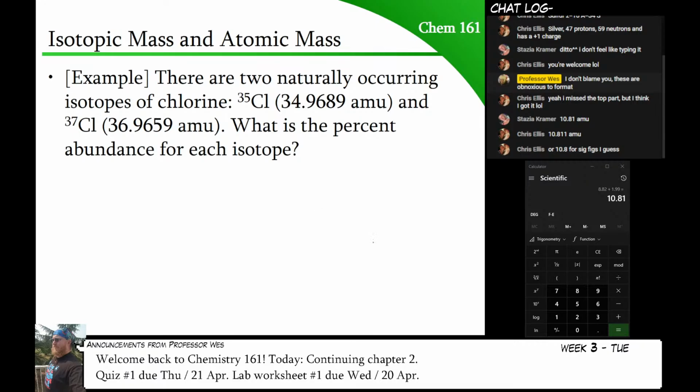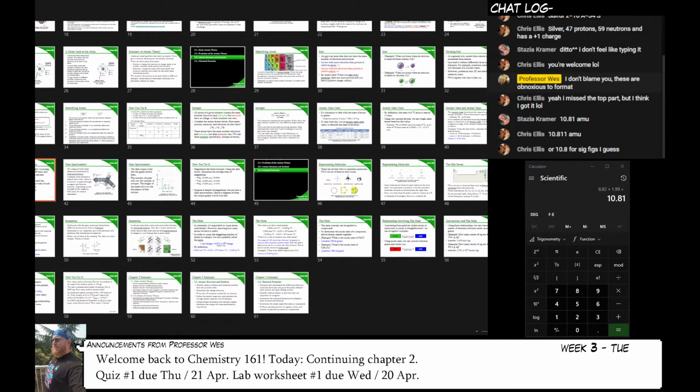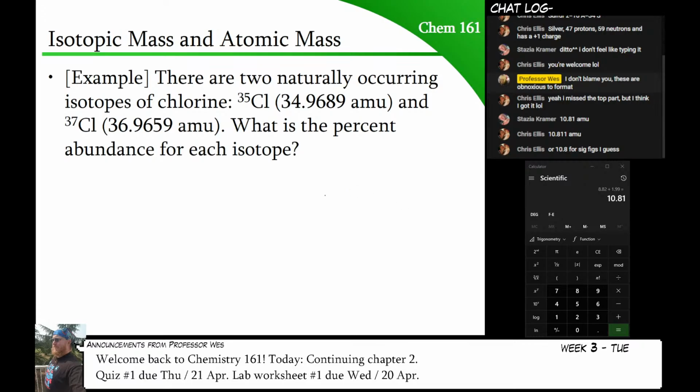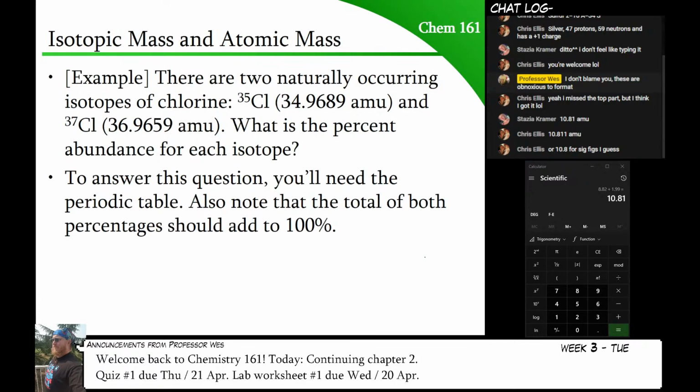So what I'm going to do, hold on, let me see if there's another one of these for you to practice afterward. Oh, there's not, unfortunately. So I'm going to give you this hint here. You're going to need the periodic table, and you should know that both of your percentages add to 100%, right? Because whatever percentage of chlorine 35 I have, the remainder must be chlorine 37.